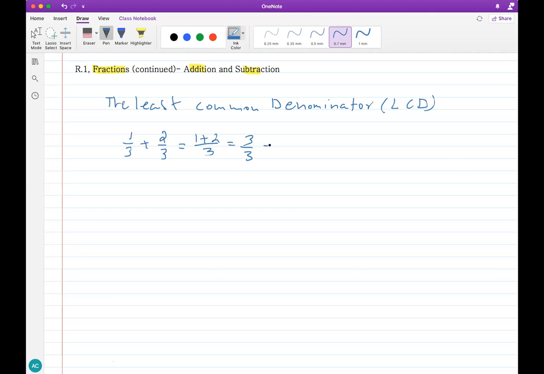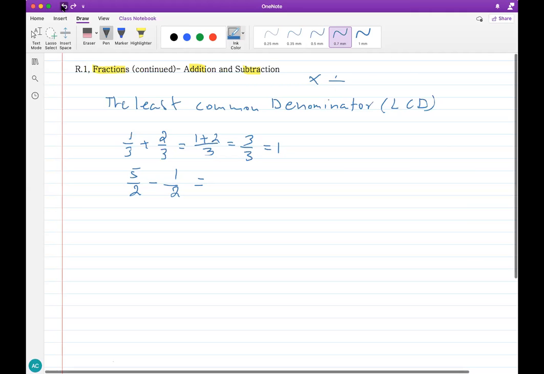That's 3/3, which is 1. Same works with subtractions. So if you have, for example, this minus 1/2, first thing you want to do is check these. We don't need to have a common denominator when multiplying or dividing fractions, as we saw last time. We didn't have to do that. But with addition and subtraction, you must have a common denominator. So here, same thing. It's good. We can go ahead and subtract. Keep the denominator the same. Subtract the top. So you have 5 take away 1.